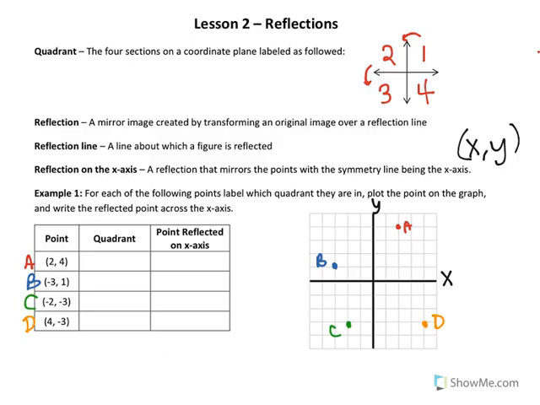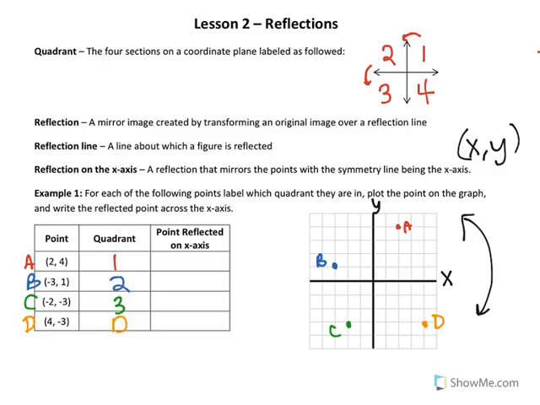Okay, so it should look something like this. You got A, B, C, and D. A is in quadrant 1, B is in quadrant 2, C is in quadrant 3, and D is in quadrant 4. We want to reflect it on the x-axis. So we're going to go like this, between x and x.